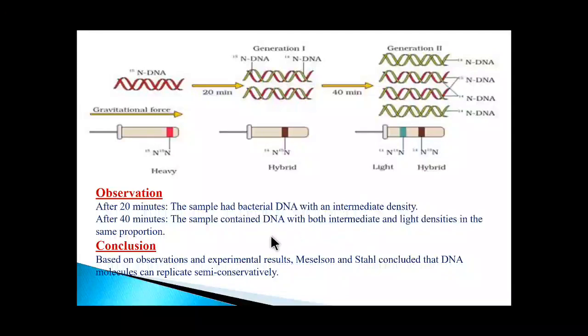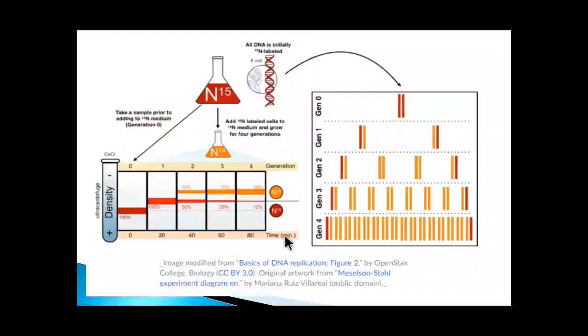So what was the conclusion drawn? Based on the observation and experimental result, Meselson and Stahl concluded that the DNA molecule can replicate in a semi-conservative manner. Okay, now let's study this one.